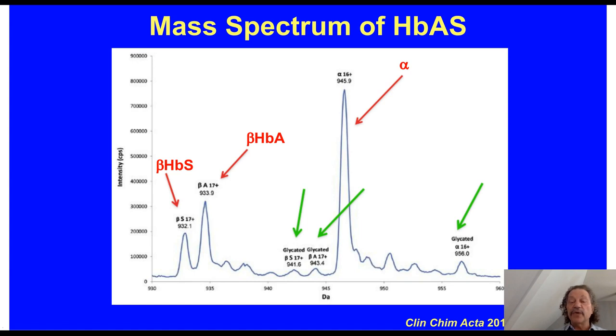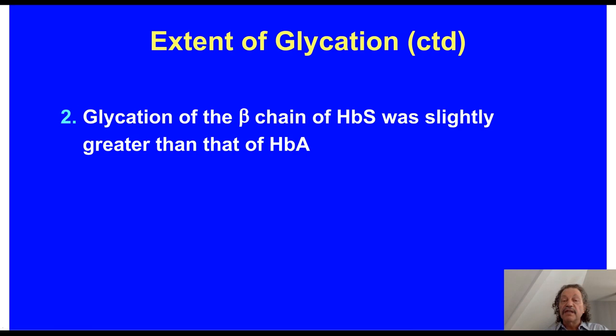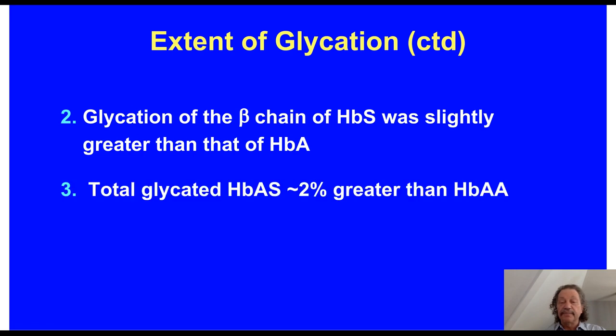And so what we did was we quantified these, and that's shown in the next slide here for 41 individuals, where you can see the extent of glycation of the beta chain of A in gray and the beta chain of S in black. And you can see that for most of these individuals, the beta chain of S is glycated slightly greater than that of A.